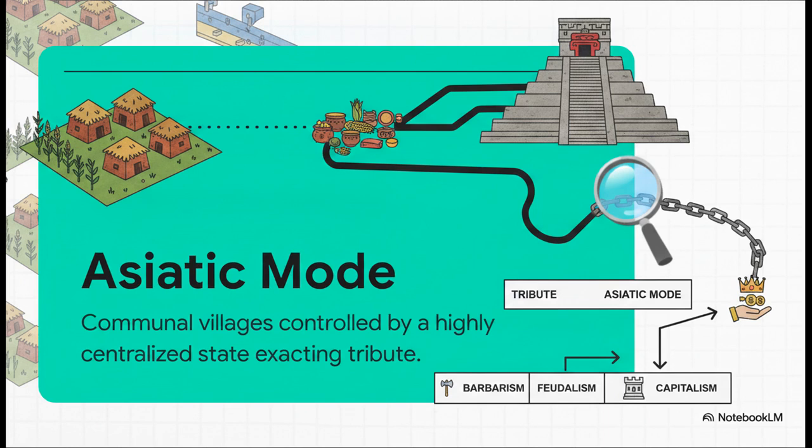He called it the Asiatic mode of production, or sometimes you'll hear it referred to as Oriental despotism. This was basically his way of categorizing these massive, highly centralized states that existed completely outside of the European feudal or capitalist models. In this system, you don't really have individual landlords. Instead, you have communal villages that produce everything they need, but they are overseen by a massive, powerful central state that demands incredibly heavy tribute.